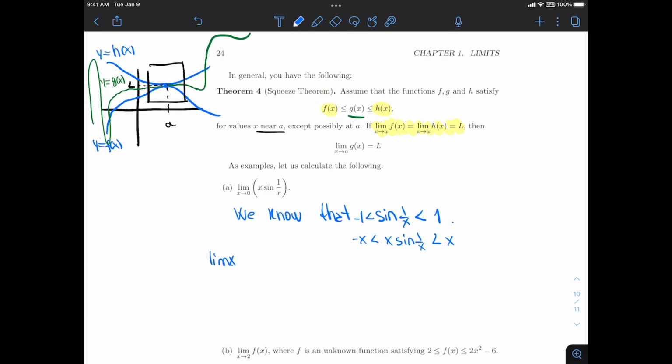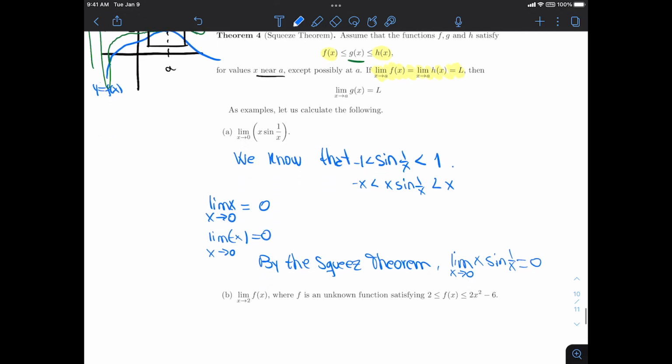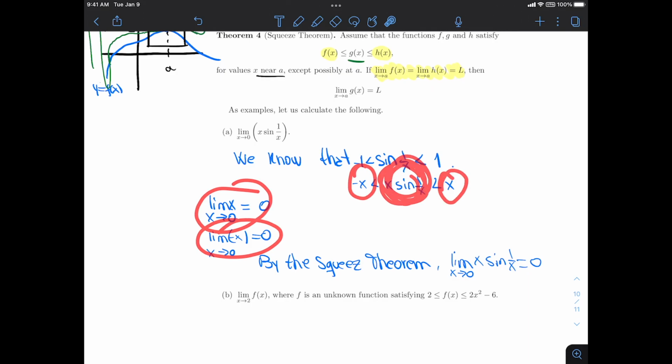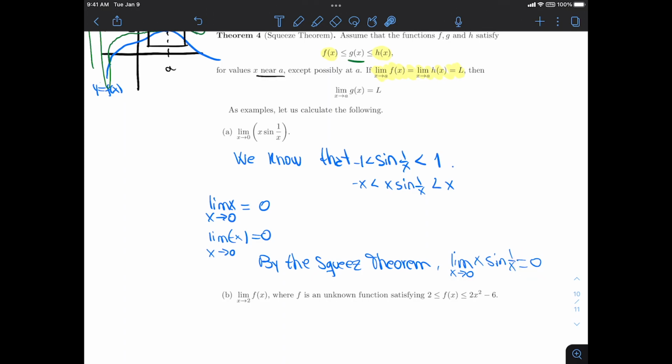Now we know that the limit of x when x goes to 0, that's an easy linear function, is 0. The limit of minus x when x goes to 0 equals 0. So that means that by the Squeeze theorem, it is also true that the limit as x goes to 0 equals 0. The two limits are equal, and this guy is between the two, so that forces it to also have that limit. Okay, so this is a very good standard way to prove that a limit exists using the Squeeze theorem. Another is to do this.